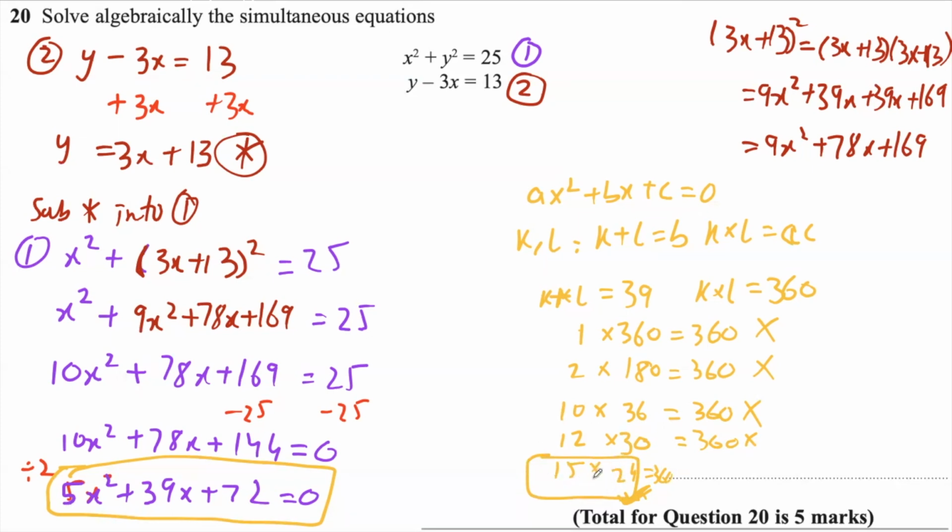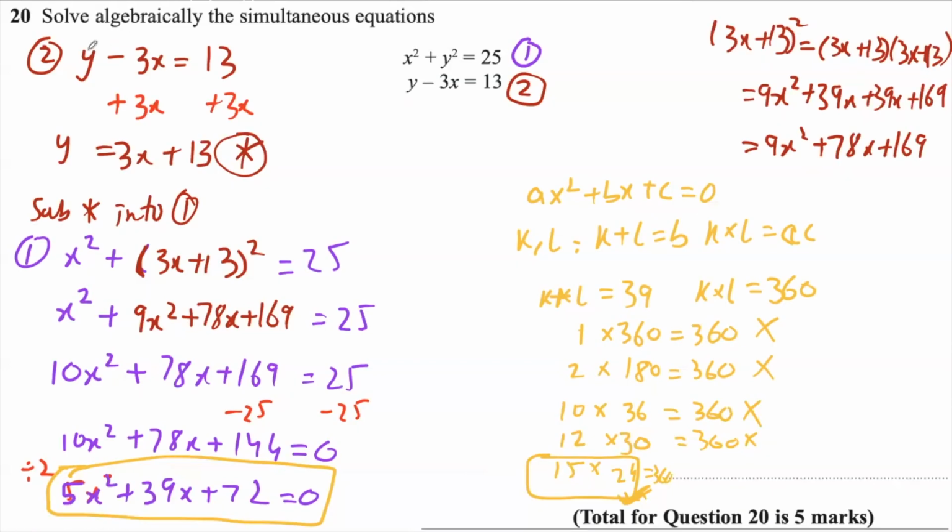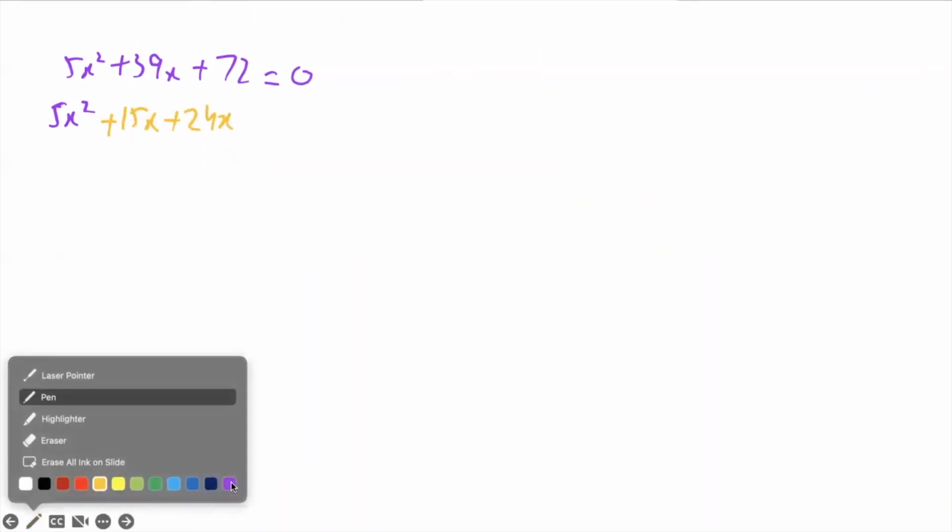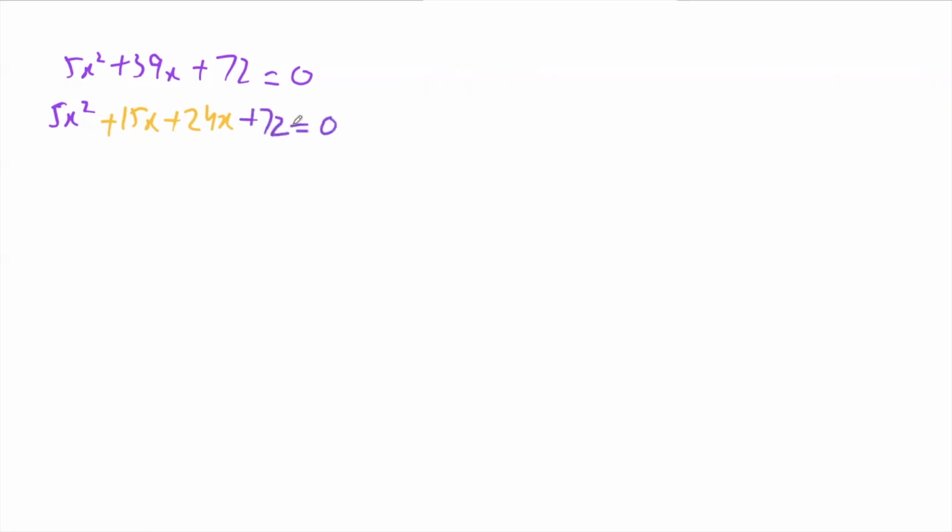Okay, so using this pair, we can just take everything to the next slide maybe. So it's 5x squared plus 39x plus 72 equals 0. And the two numbers we found were 15 and 24. So it's going to be 5x squared, and we're going to write 39x as 15x plus 24x, plus 72 equals 0.